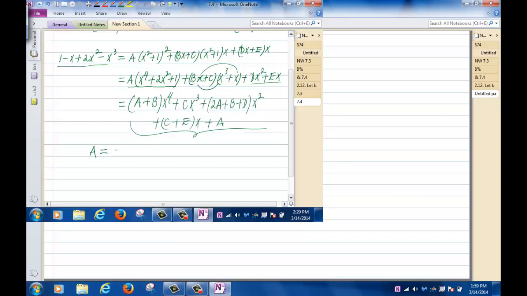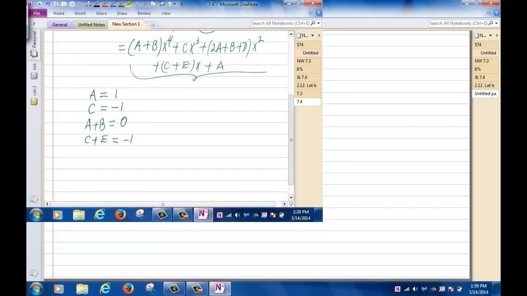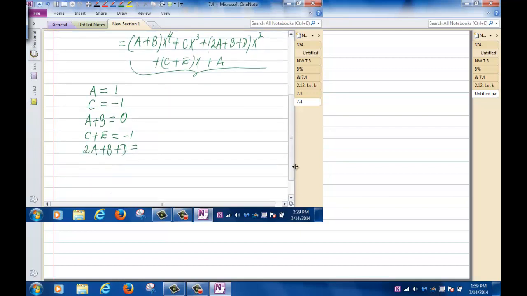A should be 1, right? A should be 1. What would be C? C should be -1. What would be A plus B? A plus B would be 0. What would be C plus E? C plus E would be -1. And the last one is 2A plus B plus D, and that's the coefficient of x squared, which would be 2.